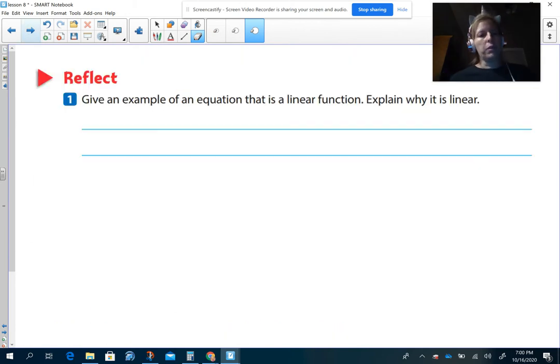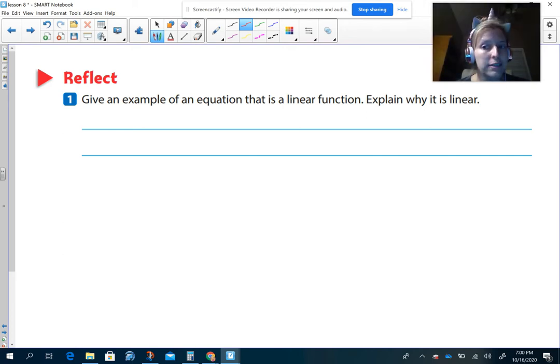So let's reflect about what we've just talked about. Can you give an example of an equation that is a linear function? And then can you explain why it is linear? Pause my video and give me an example of an equation that is linear and explain why it's linear. Let's see how you did.